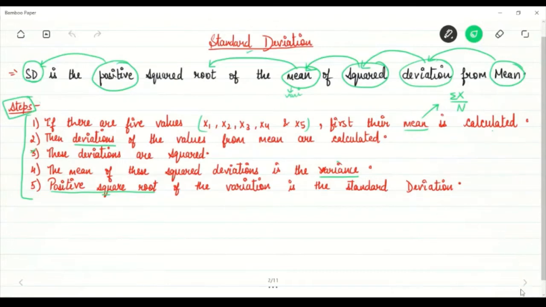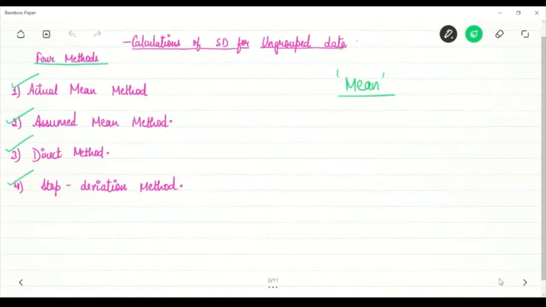Now let us move ahead. We can calculate standard deviation under 2 different types of data. First is the ungrouped data and the second is the grouped data. First we will see how to calculate standard deviation under ungrouped data. There are 4 methods to calculate standard deviation for ungrouped data. What are those 4 methods? The first is the actual mean method. Second is the assumed mean method, third is the direct method, and the fourth one is the step deviation method.